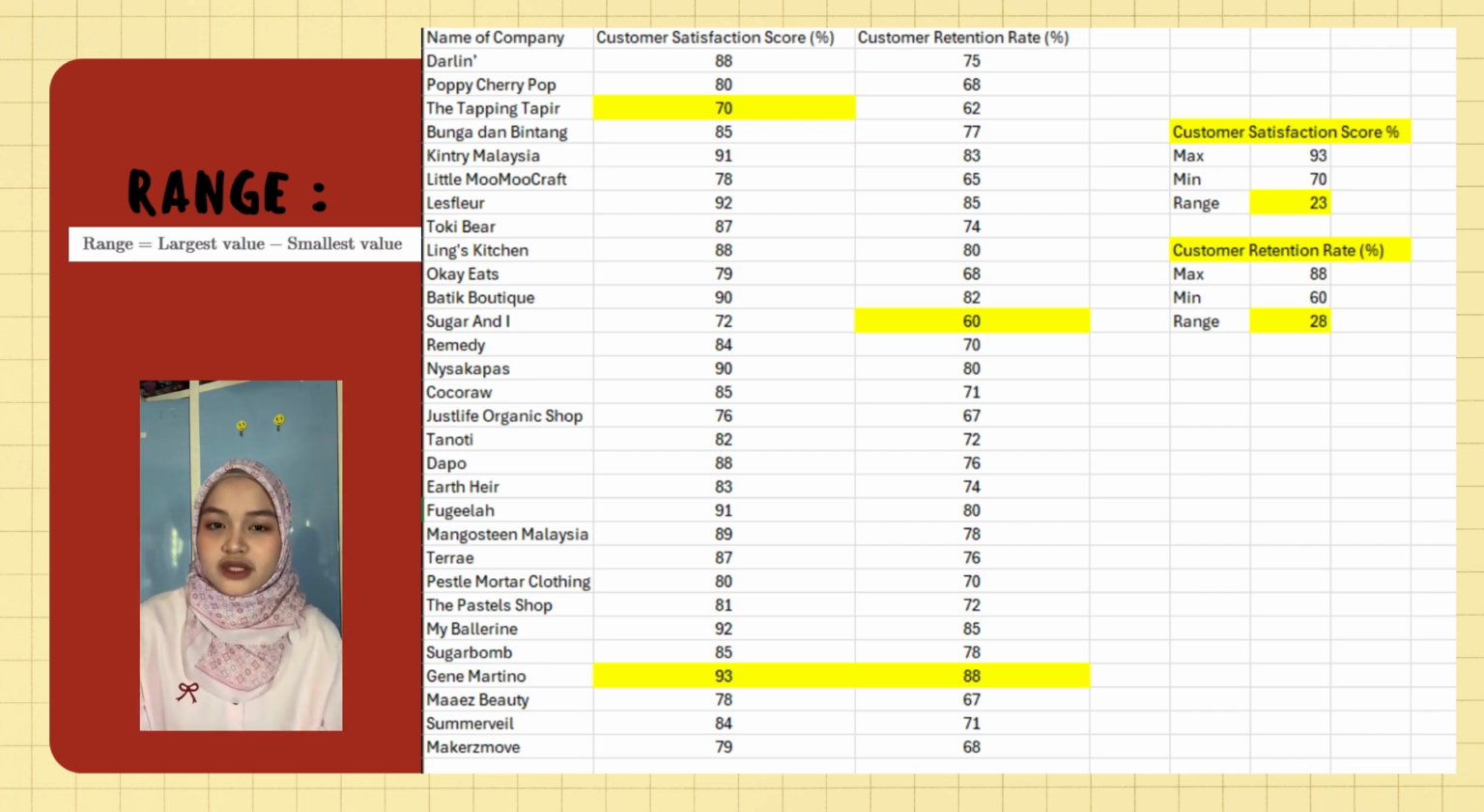As you see in the picture, the lowest customer satisfaction score is 70% and the highest is 93%. So I subtract and I get 23%, while the lowest retention rate is 16% and the highest is 88 and I get the range is 28. This supports that there is more variation in retention compared to satisfaction.